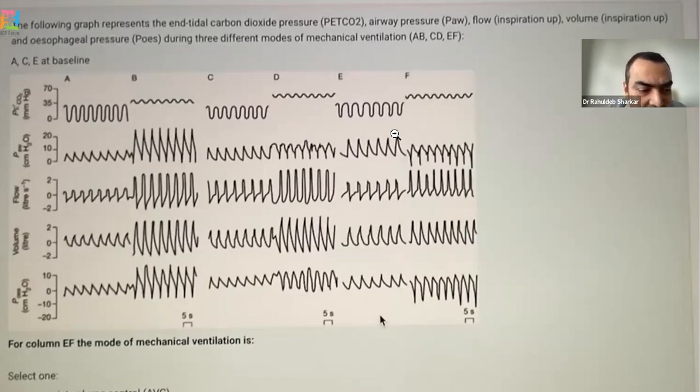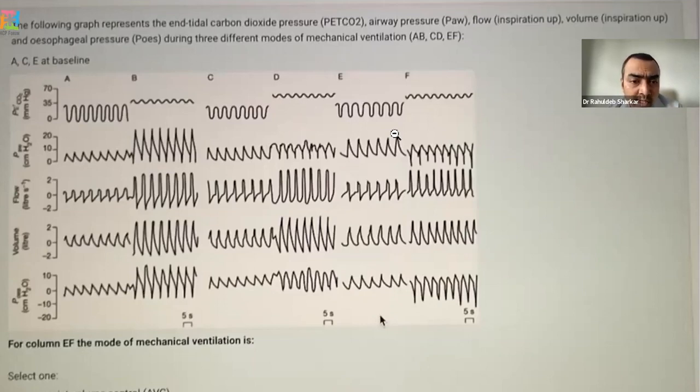Is that the answer? I don't know what the answer is, sir. There are three questions in this segment: one on what AB is, another on what CD is, and what EF is. EF looks to me as if it is most likely a pressure support mode.